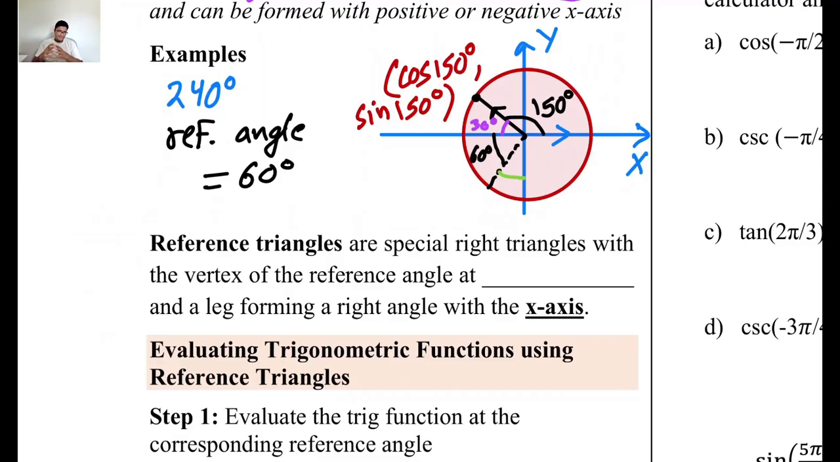What is a reference triangle? We already have it there, right? You could complete that into a triangle. Not complete that, sorry. It's not there. We have to construct it now. But we have the angle to construct the triangle. Reference triangles are special right triangles with the vertex of the reference angle at the origin, and a leg forming a right triangle with the x-axis.